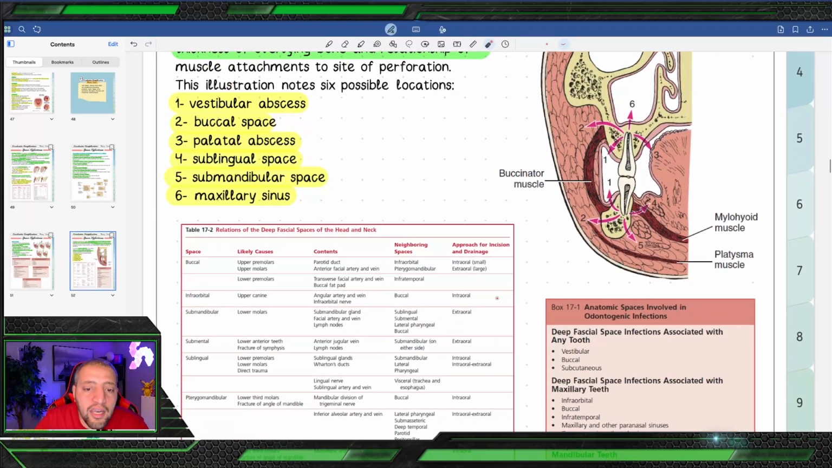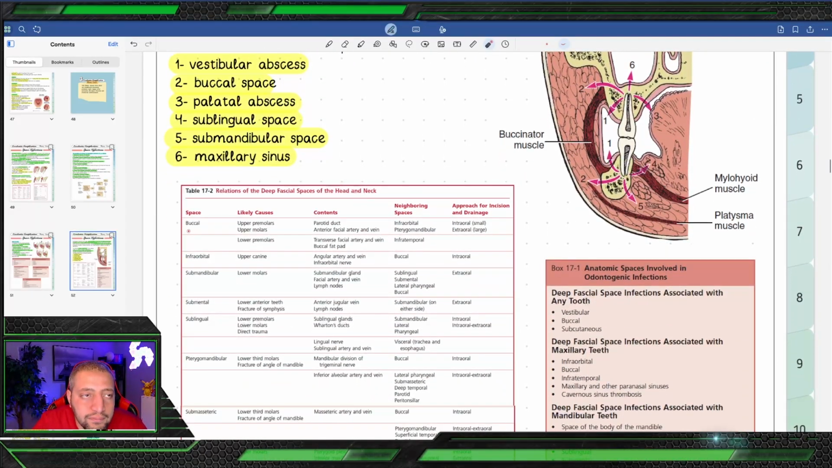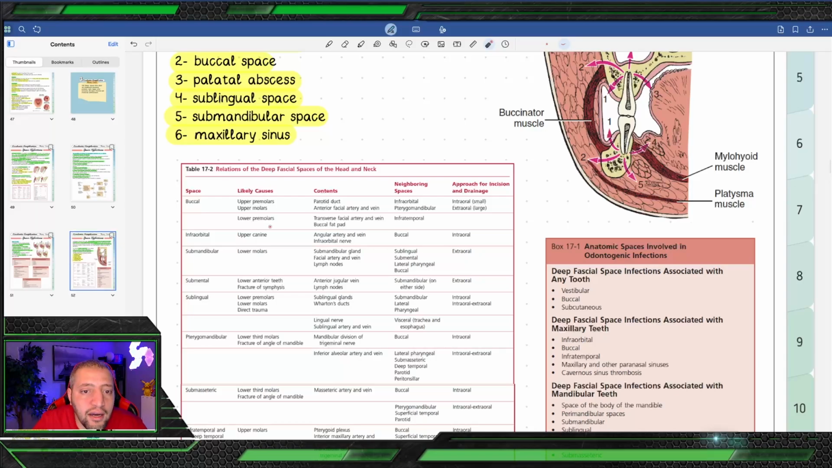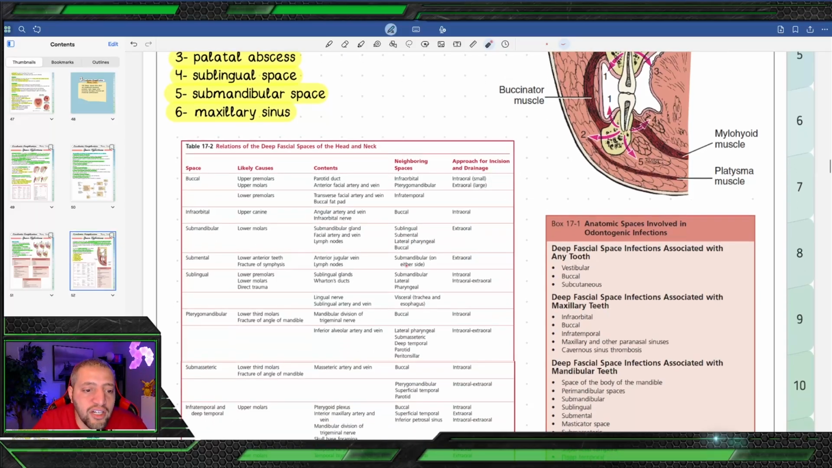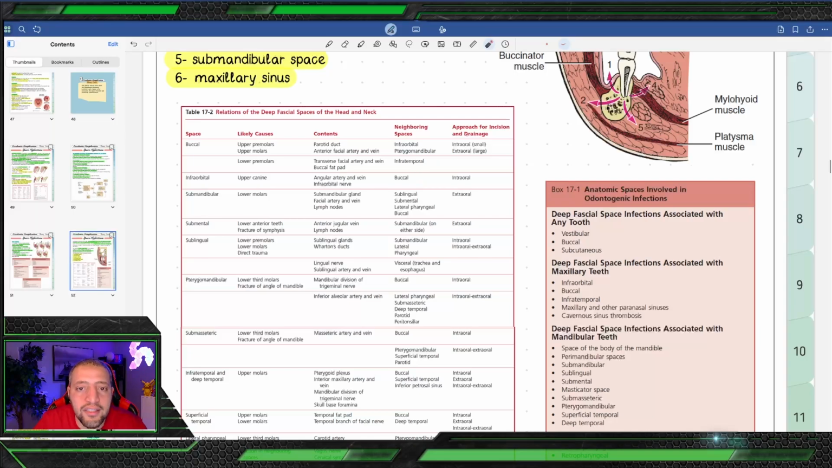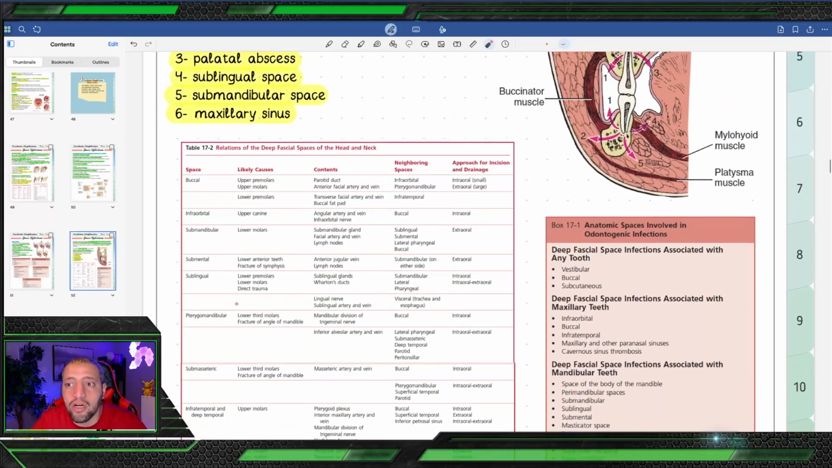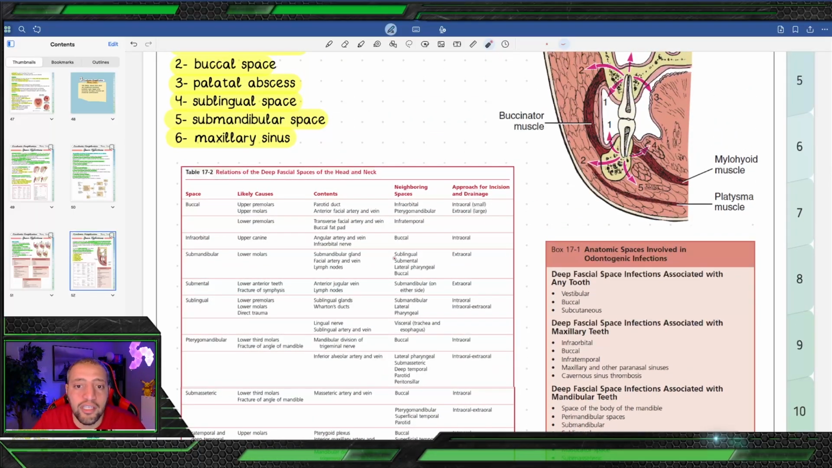Here I wrote each space, its components and contents, and the neighboring space approach for incision and drainage. This is not to be memorized. This is just to give you perspective on where these spaces are, and this picture is included here.